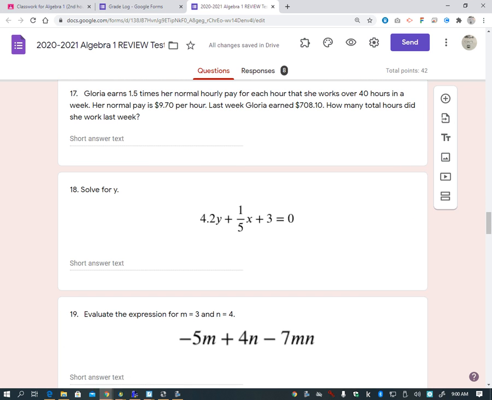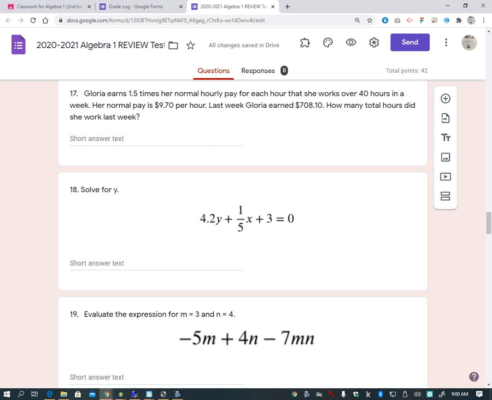Okay, 17. Gloria earns 1.5 times her normal hourly pay for each hour that she works over 40 hours in a week. And that's pretty well standard at most places that you work. That's why people work overtime, because let's say that you make $10 an hour. Whenever you start working overtime, every hour that you work, you're making $15 an hour, right? That's a pretty big jump.